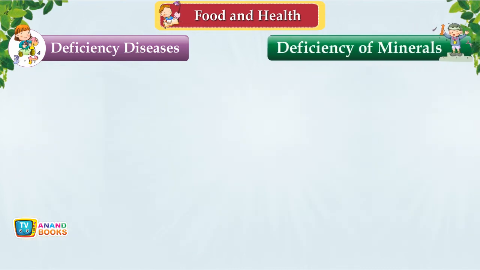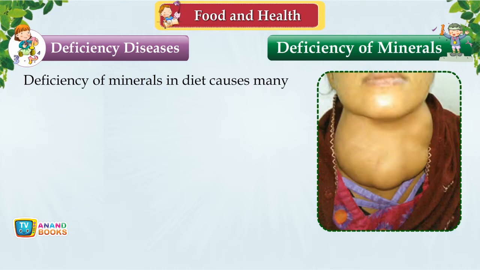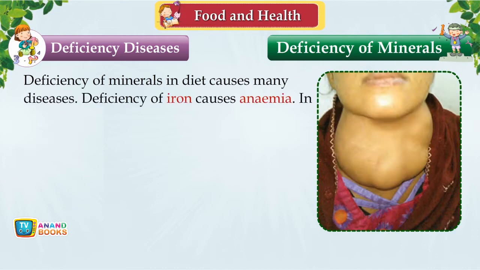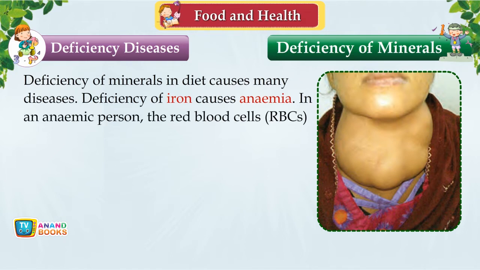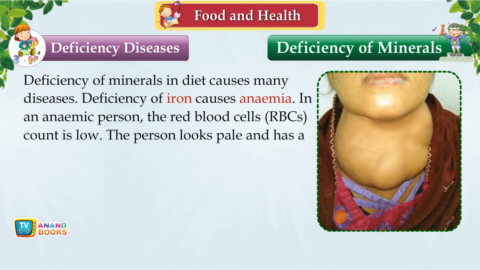Deficiency of minerals. Deficiency of minerals in diet causes many diseases. Deficiency of iron causes anemia. In an anemic person, the red blood cells or the RBCs count is low. The person looks pale and has a poor appetite.